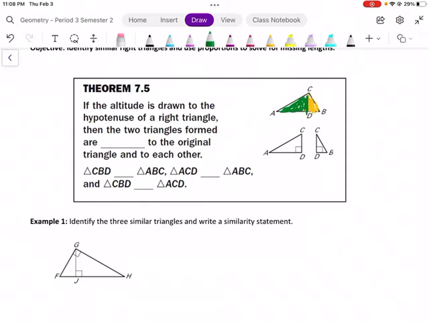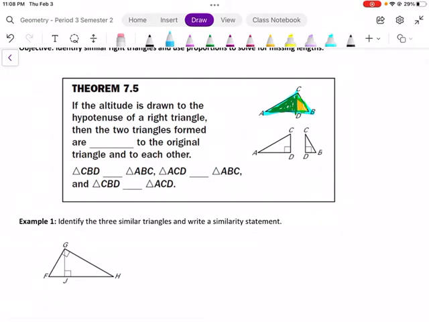These two right triangles are similar to the right triangle that was originally drawn. So by drawing that altitude, we form three similar triangles. These are similar to the original triangle and each other. So all of these triangles are similar to each other.